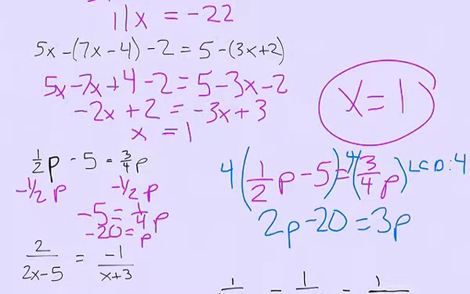Very similar to what we did before, but this time I would subtract the 2p over. And we would have negative 20 equals p. So that is definitely one possibility that we can look at there.